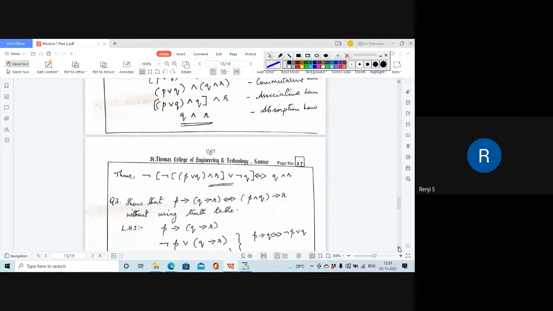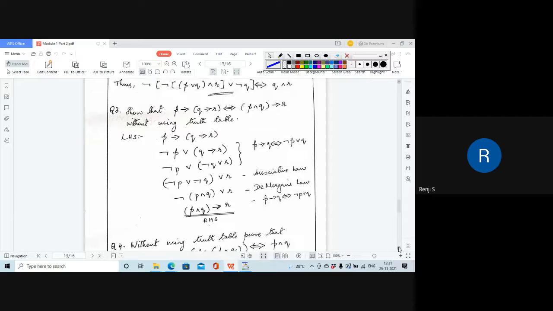See, these are the steps. This is how we solved it. P implies Q. We applied the implication rule, then the associative law. After that, we applied De Morgan's law. Then again the implication rule to get the RHS. This RHS was obtained from the left-hand side.